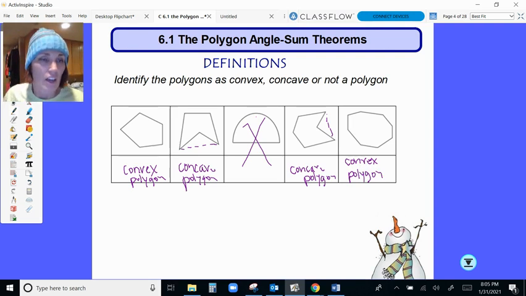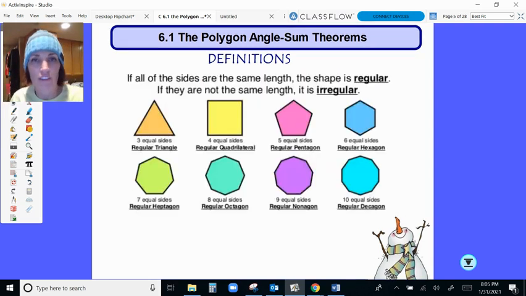Then we have lots of definitions here. I'm sure you know what a lot of these are. You might not need to take notes on some of them, you might. If all the sides are the same length in a polygon, it's called a regular polygon. So all the sides will be the same, and all the angles will be equal in measure. If they're not the same length and the angles are not the same measure, it's called an irregular polygon.